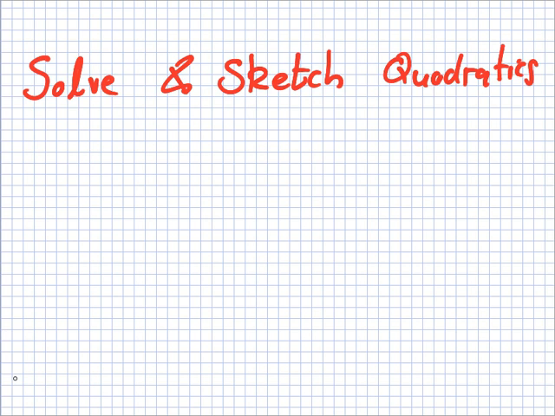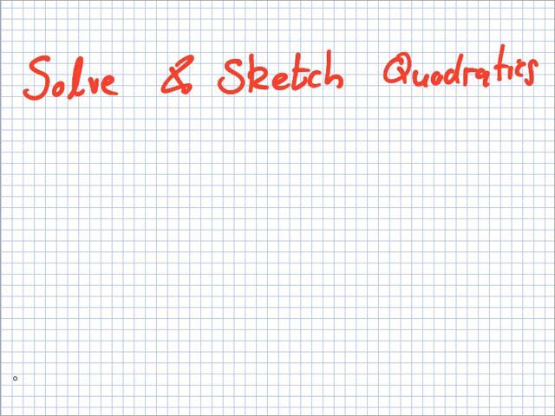So last time we were looking at completing the square, and we saw that it's useful for finding the minimum or the maximum point. And what's the name? Do you remember the name of that? Yeah, vertex. So what we want to look at now is a bit more general. How do we generally solve and sketch quadratics?